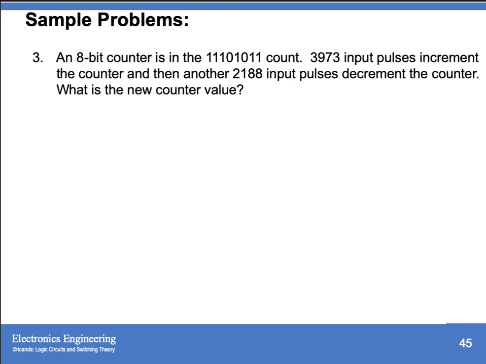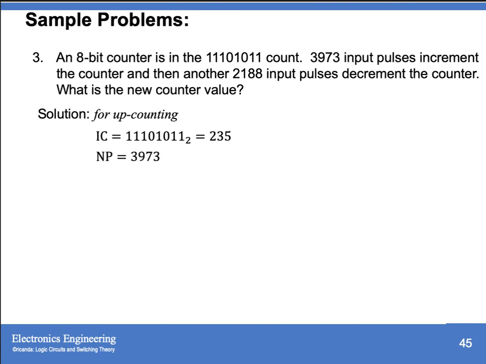Another example, an 8-bit counter is in 1, 1, 1, 0, 1, 0, 1, 1 count. So there are 3973 input pulses increment the counter, and another 2188 input pulses decrement the counter. What is the new counter value? So first, we have to solve for the increment. So if it is increment, that is counting up. Initial 11101011, that is 235. During increment, we have 3973 input pulses.